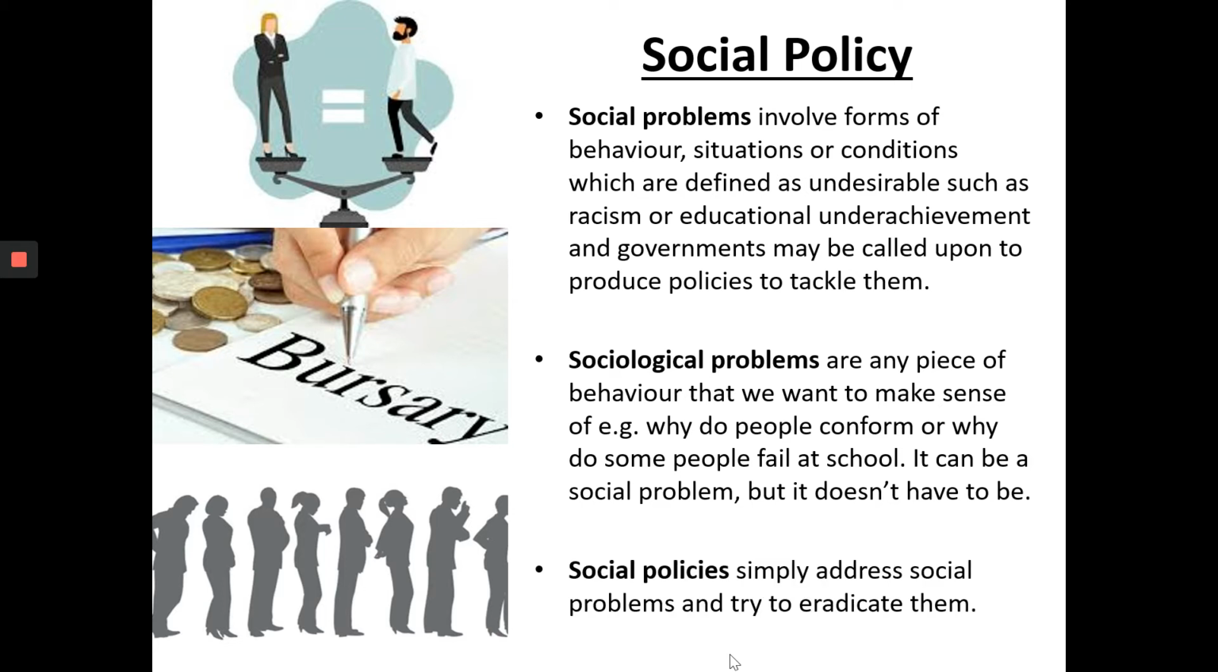This links to social policies because social policies try to address the social problems and try to eradicate them. So a sociological problem, such as why is it that people queue at the bus stop, or why people queue when they're in a shop, that's not really an issue for government. It doesn't require a social policy to try and tackle that problem, because it's just a question that sociologists are trying to understand. But social problems are things that government aims to tackle, and they do this through introducing policies or solutions to try and tackle those problems.